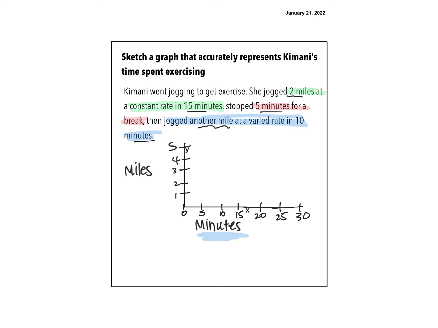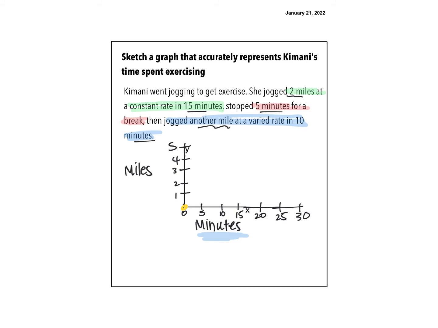Okay. So she went jogging. Obviously, after 0 minutes, she didn't go anywhere. So I'll just put my point there to start with. Now, she's jogging 2 miles. She's only going to go 2 miles. So she's going to get up to here, right? 2 miles is right here. And that's going to take her 15 minutes.